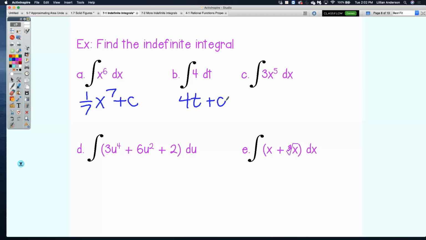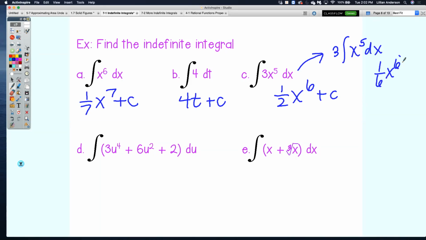What about c? 1/2 x to the 6th power plus c. Very good. That is your constant multiple rule. If you pull out that constant, you take the antiderivative of x to the 5th. That becomes 1/6 x to the 6th. That gets multiplied by the 3, and that's how we get 1/2.